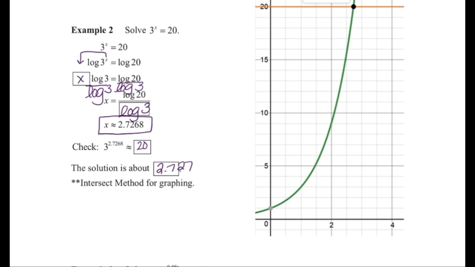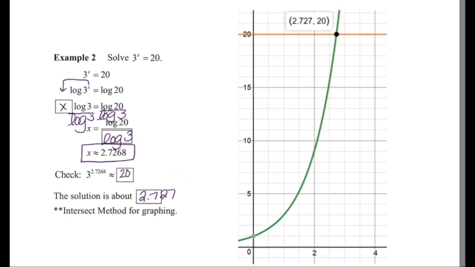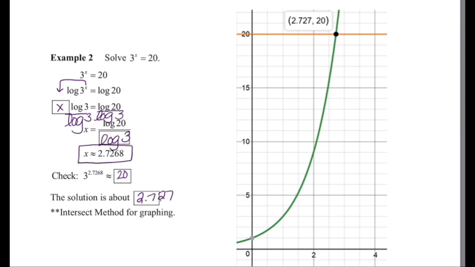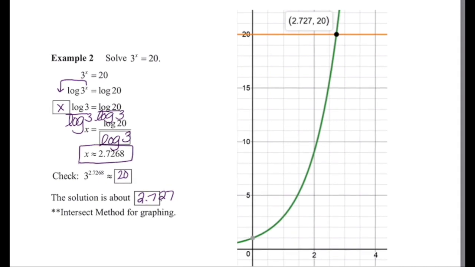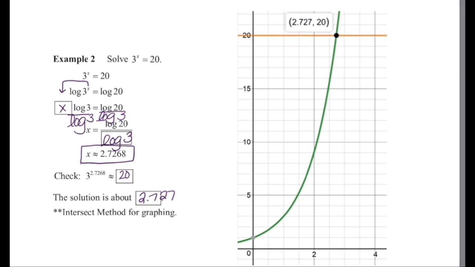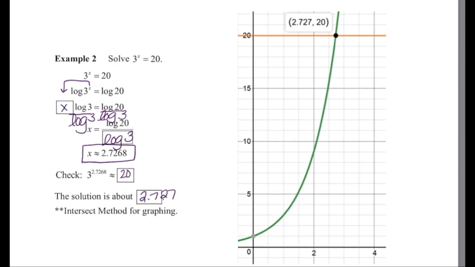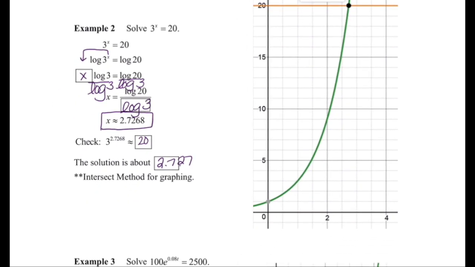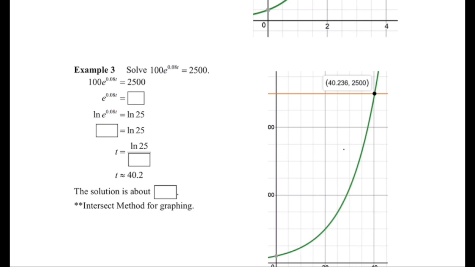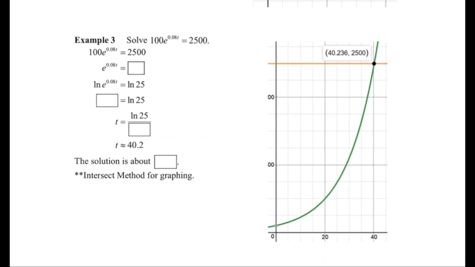We also can use the intersect method. Notice that I have y is equal to 3 to the power of x as my green line, and y is equal to 20 as my orange line. And I see that where they intersect is at about 2.727. So it's a great way to double check that how we are finding solutions algebraically certainly matches what we see graphically.